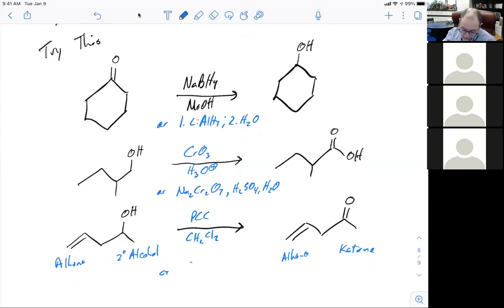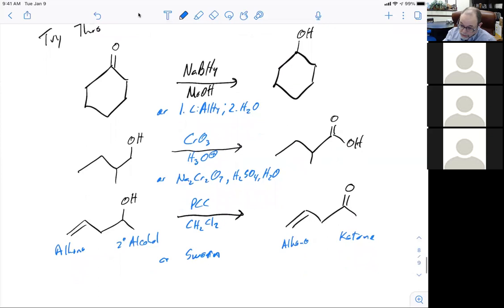Or I could use the Swern oxidation conditions. That one wouldn't react with the alkene. Or I could use the Dess-Martin conditions. So the only reagent conditions I would not want to use is the sodium dichromate here.